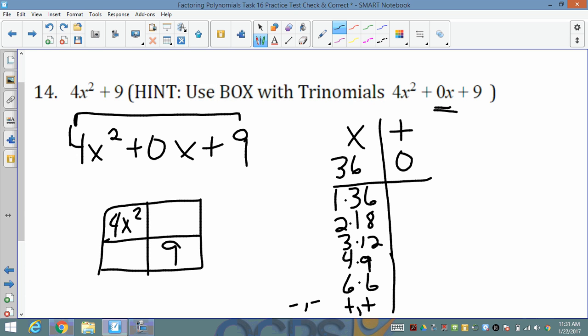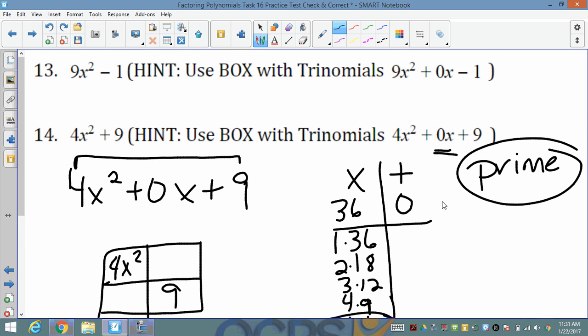Because when you add and your signs are the same, you add and keep the sign. It's not like the last one where I could do 3 and -3. I can't do that. If you're thinking, ooh, I'll just use this, no, because that multiplies to a -36. This one is prime.